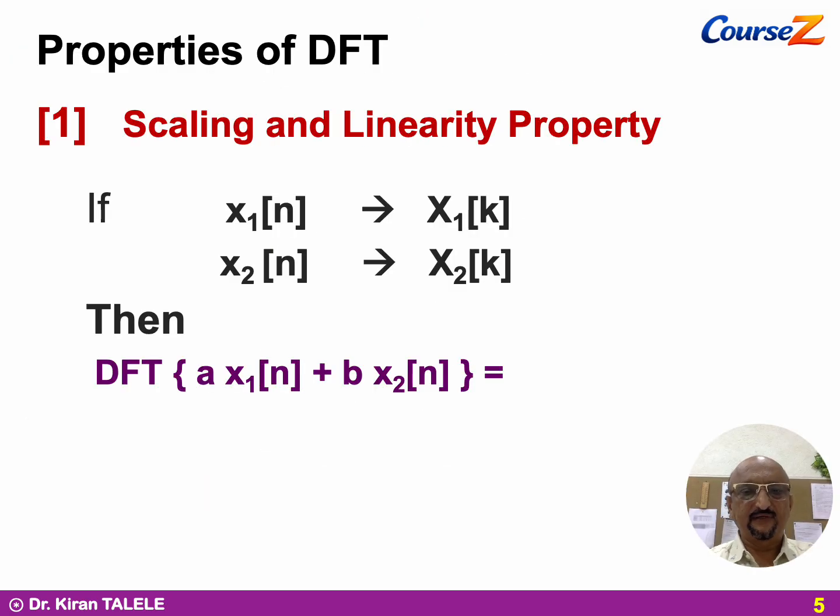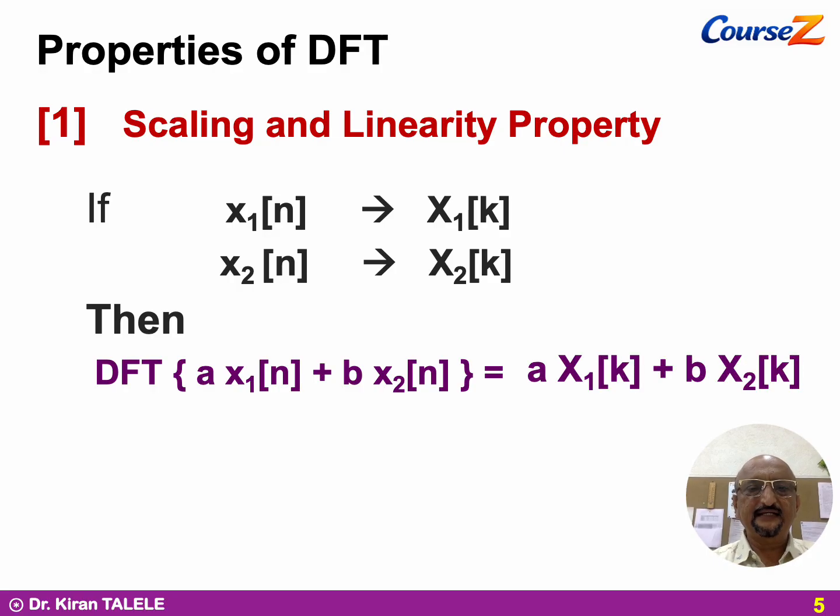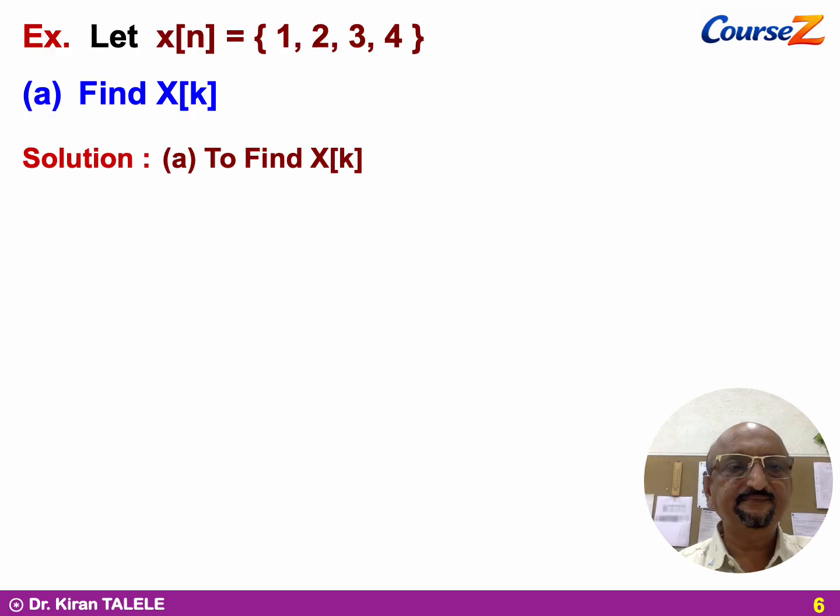Scaling and linearity property. DFT of a times x1 of n plus b times x2 of n is a times X1 of k plus b times X2 of k. When input is scaled, the corresponding output is also scaled. When inputs are added, output is also added. When inputs are scaled and added, output is also scaled and added. This is called the scaling and linearity property.